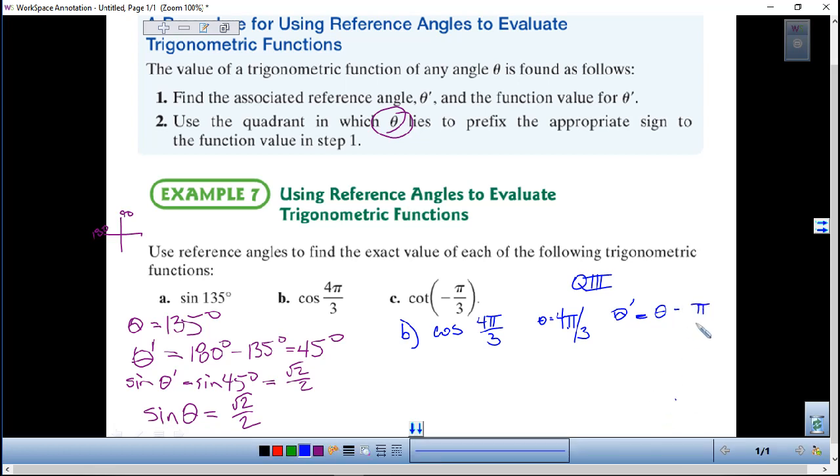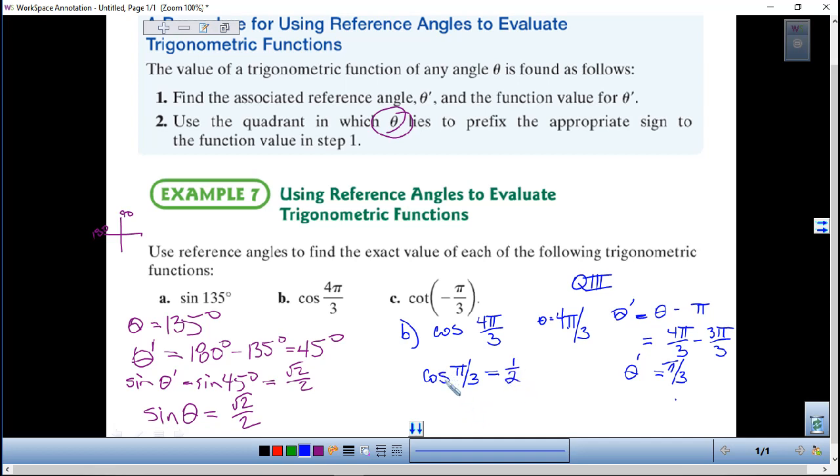Not 2 pi, pi. So in this case, we're going to end up with 4 pi over 3 minus 3 pi over 3. That's pi with common denominators. And that means we're going to end up with pi over 3. So theta prime is pi over 3. So what is the cosine of pi over 3? Well, the cosine of pi over 3 is going to be 1/2.